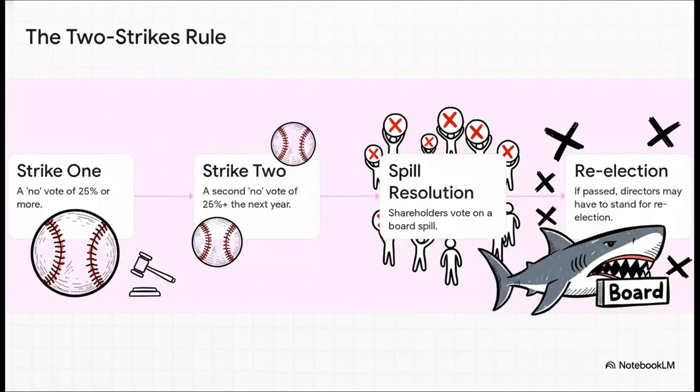And it doesn't just stop there. This is what's known as the two strikes rule. So you get a first strike, and the board is on notice. If they get another 25% no vote the very next year, that's strike two. And then shareholders get to vote on whether to spill the board, which could force all the directors to stand for re-election. It gives shareholders some real teeth.